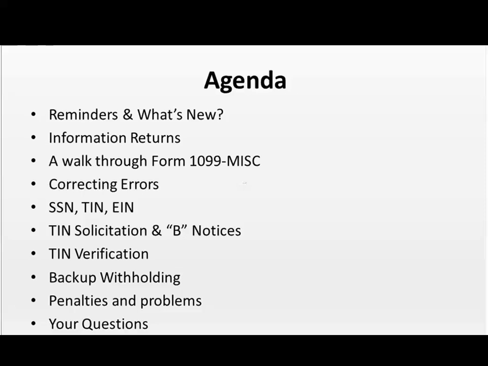We'll talk about correcting errors. We'll talk about the taxpayer identification numbers, soliciting those taxpayer identification numbers, and what to do when you get notices that you need to send out backup withholding notices, the B notices. We'll talk about verifying those numbers prior to submitting 1099s so that you can minimize errors, and talk about backup withholding, and then briefly about penalties and other problems and your questions. Should have time for your questions at the end.